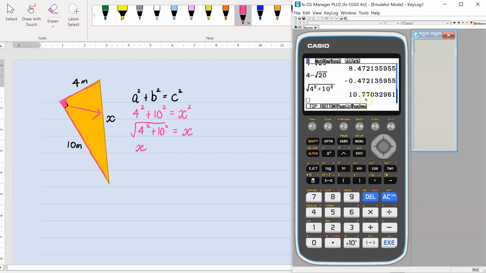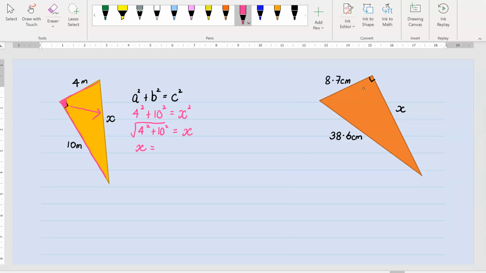So we look at that, look at the third decimal number. It's a 0, so we're going to keep this as 10.77. And remember, our check that we know that it's right is that the hypotenuse always has to be the longest side. So that looks like a reasonable answer. Right? Hopefully you're happy with that.